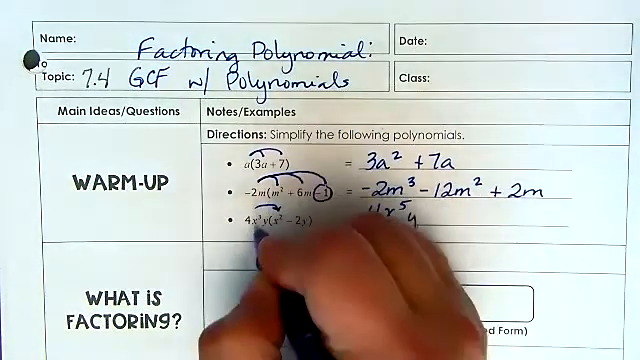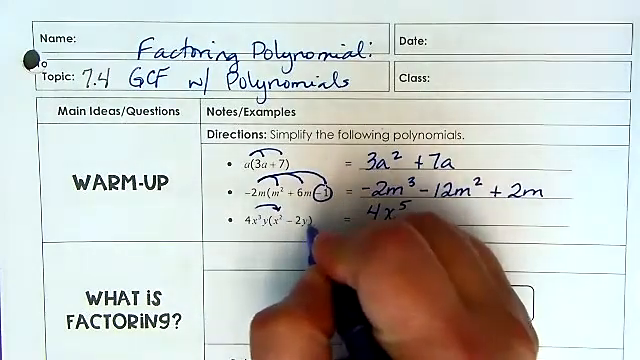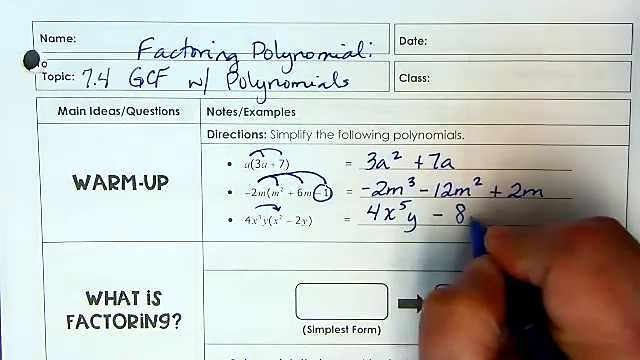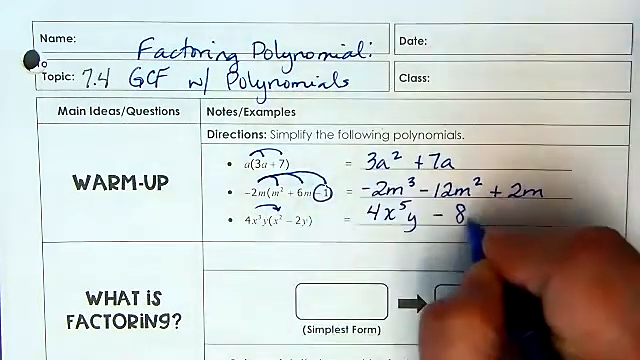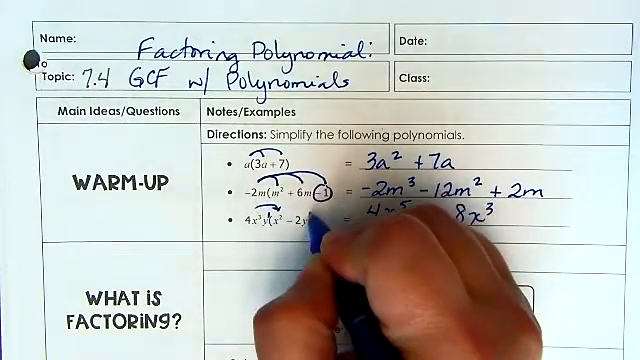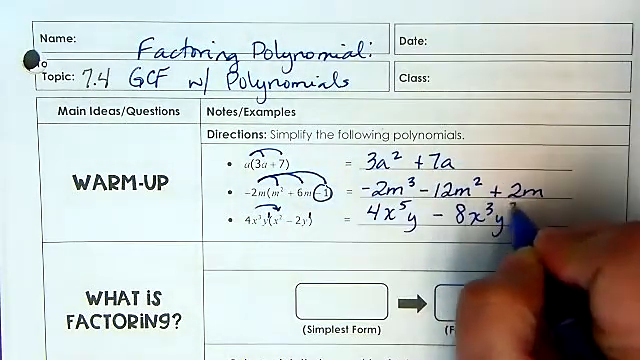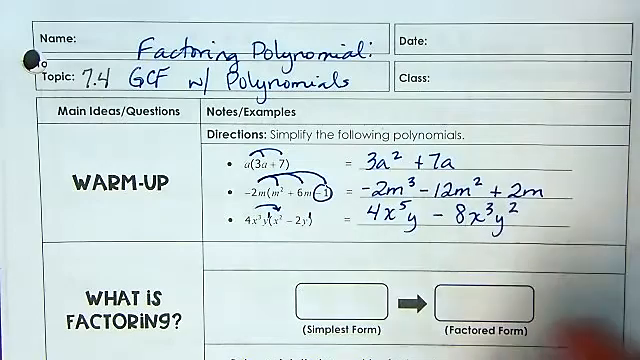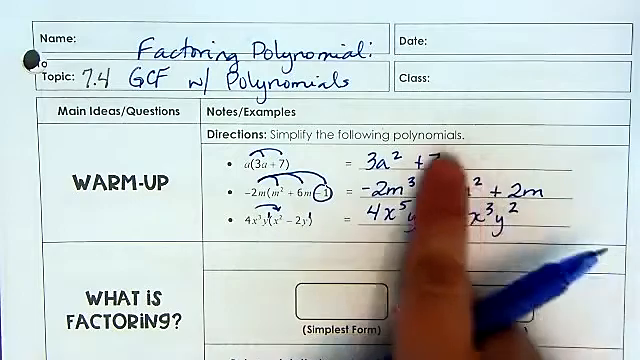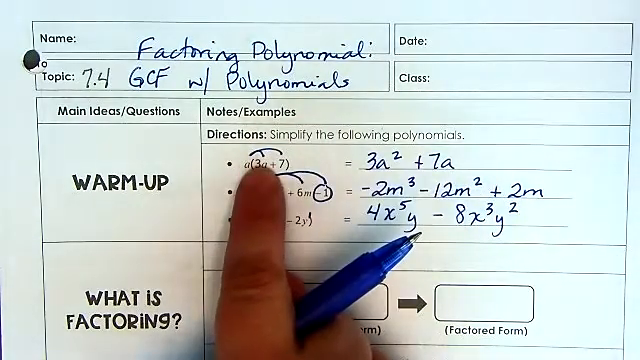Then we have 4x to the third times negative 2y. So I'm going to have negative 8. There's no x's in this term, so I'm going to have x to the third, but there is a y. This is understood to have a 1 here and a 1 here, so this is going to become y squared. And what we're doing today is we're going from this polynomial back to this form here.